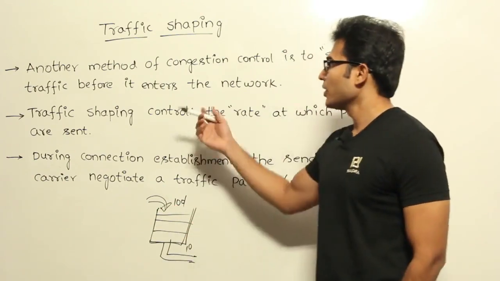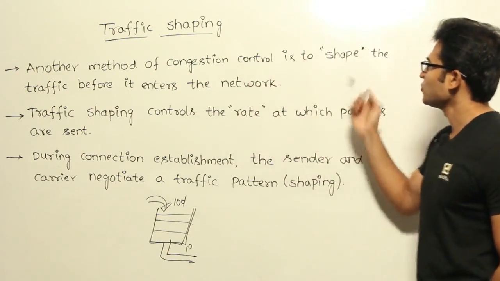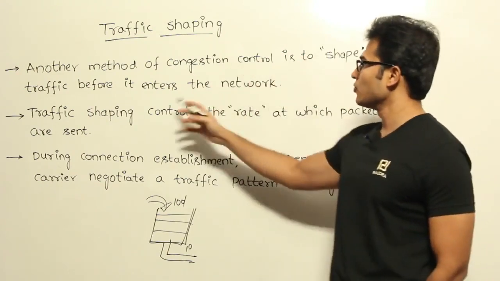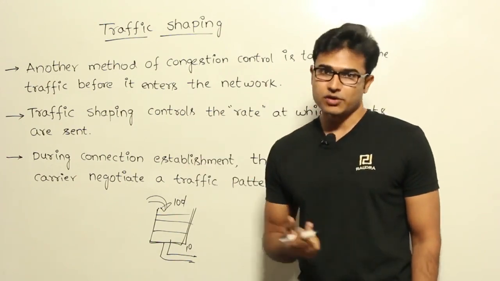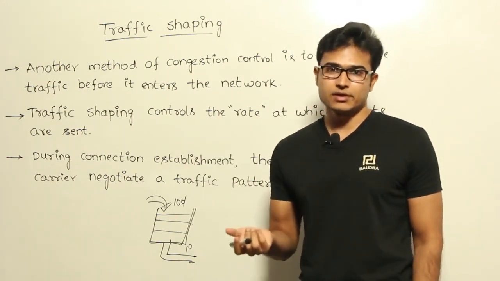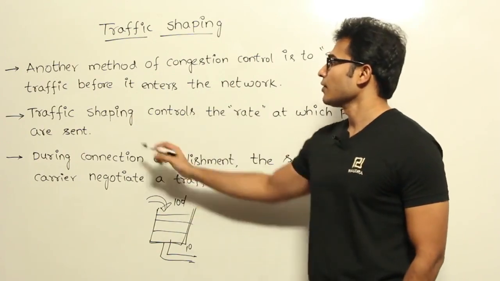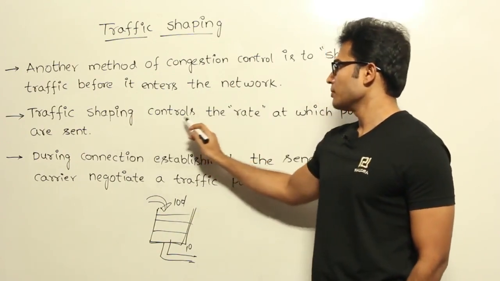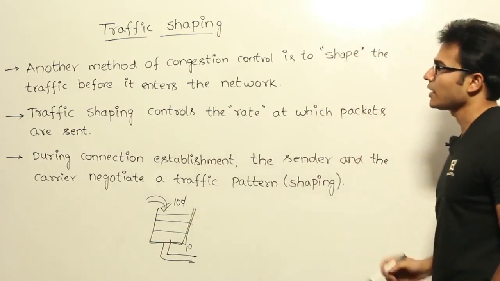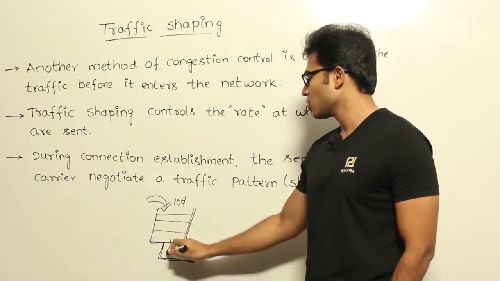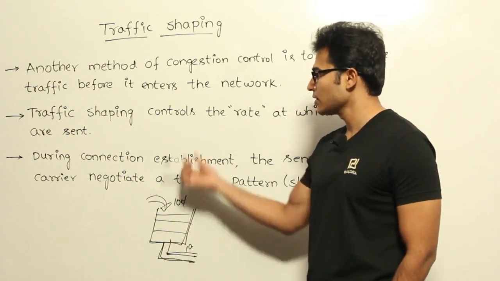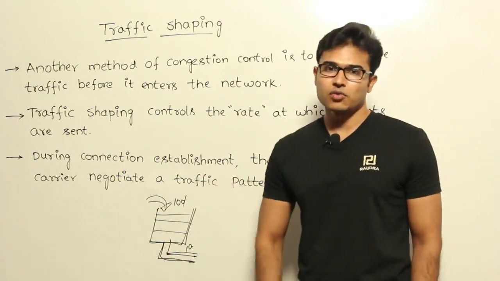Got it? So another method of congestion control is to shape the traffic before it enters the network. The other one we have already seen, that slow start one. This slow start is one method, and this is the other method. Now traffic shaping controls the rate at which packets are sent. So once we decide that the packets have to go out at a rate of 10 packets per second, that is what we are going to follow throughout.